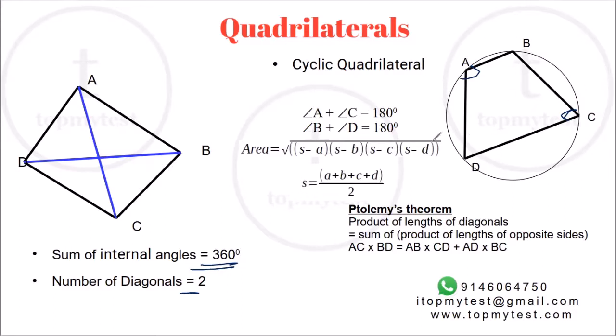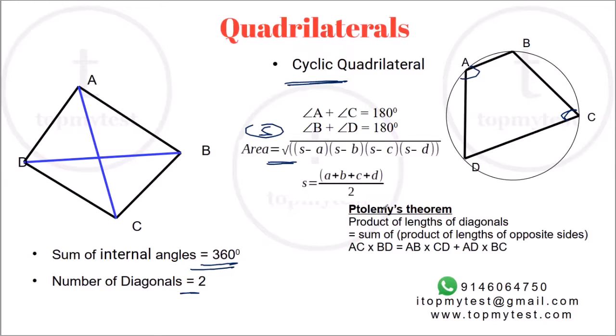For such a quadrilateral, we can find the area if we know the 4 sides. It's like an extension of Heron's formula for triangles. Remember, this is applicable only for a cyclic quadrilateral, not for any general quadrilateral. So it will be the square root of (s minus a) into (s minus b) into (s minus c) into (s minus d). And s is the semi-perimeter, right?